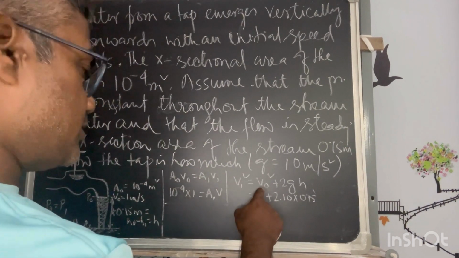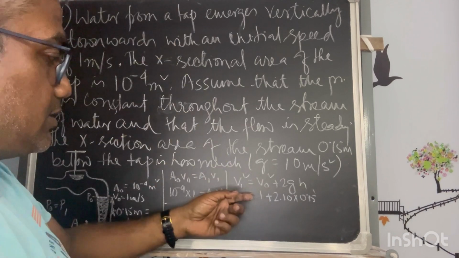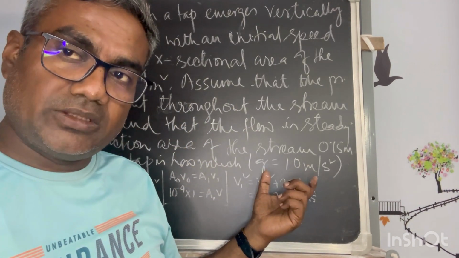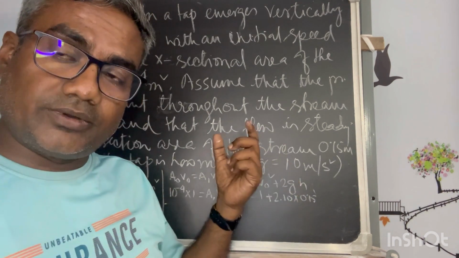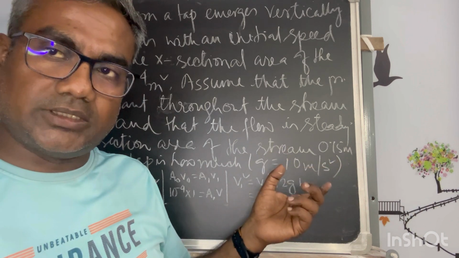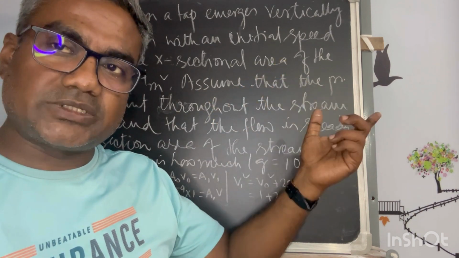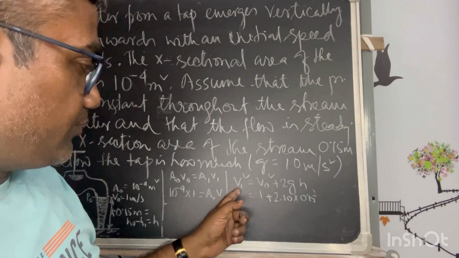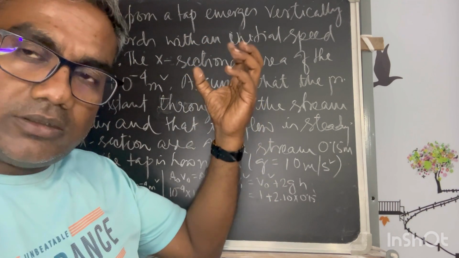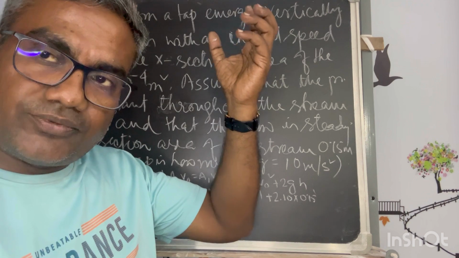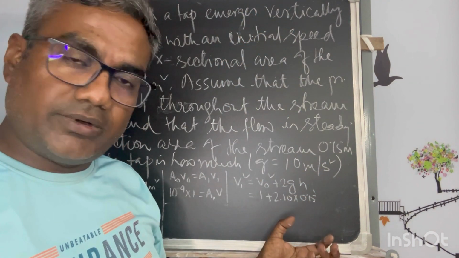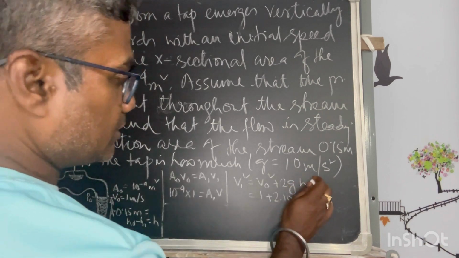What is that? v1 square is equal to v0 square plus 2gh. This is the same as we have learned in projectile, in case of fluid kinematics. In kinematics we have learned one more subject, that is the projectile. Projectile for a free falling body, we have seen when the body is coming from some height with the gravity, that is the formula. So this is the case.